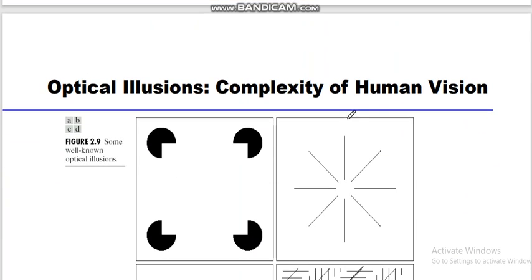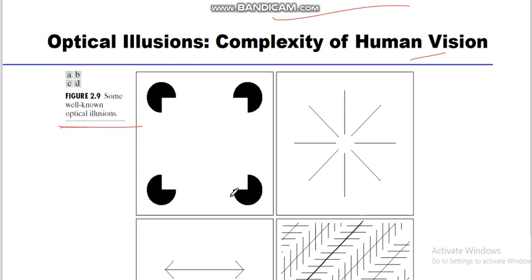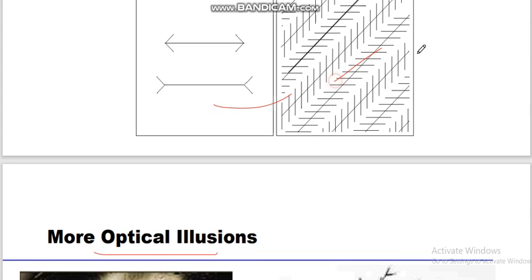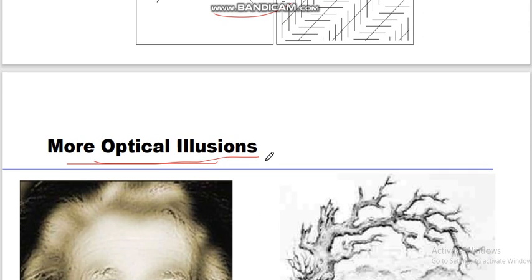Optical illusions, complexity of human vision. Some well-known optical illusions. Here. More optical illusions.